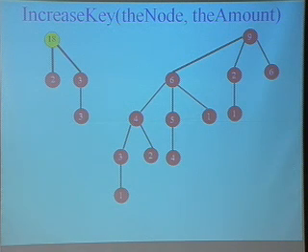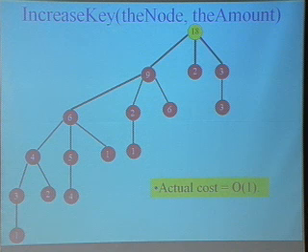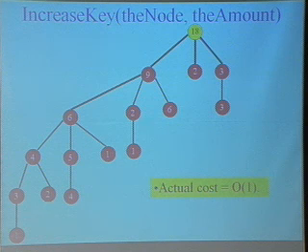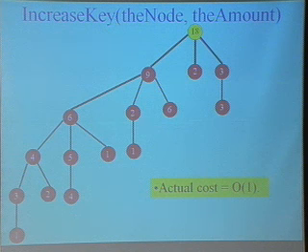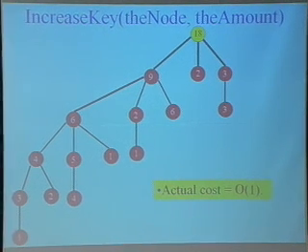And then you have to do the compare link, which is another order 1 complexity operation. So the actual cost is order 1. So the meld, the insert, and the increase key operation all have an actual complexity of order 1.